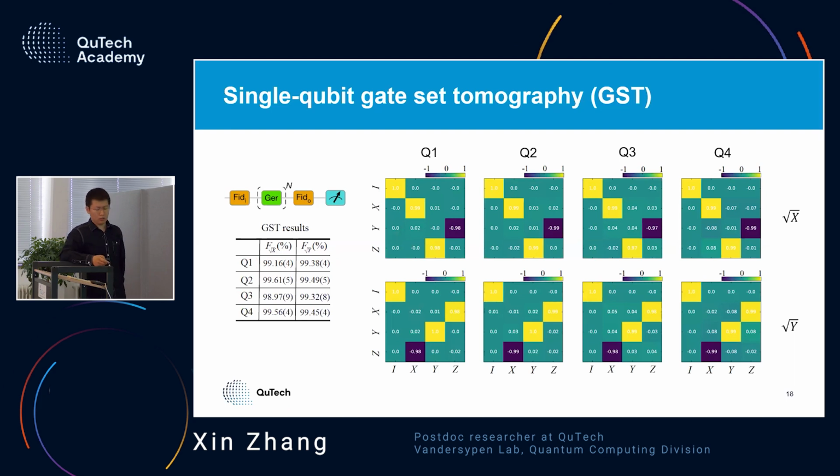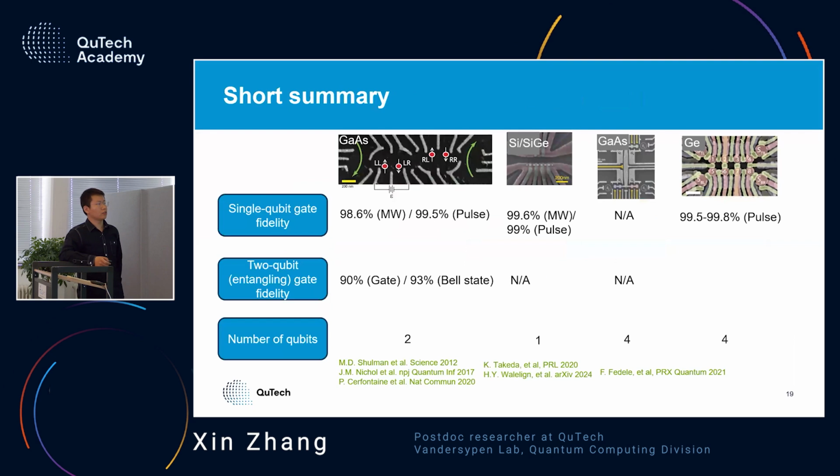Okay, now we can have a short summary: we have put ourselves into the same map with 4 qubits together and with a single qubit fidelity of over 99%. And there's a missing blank here that we need to fill about the 2 qubit gate. If you have any question, you can directly ask.